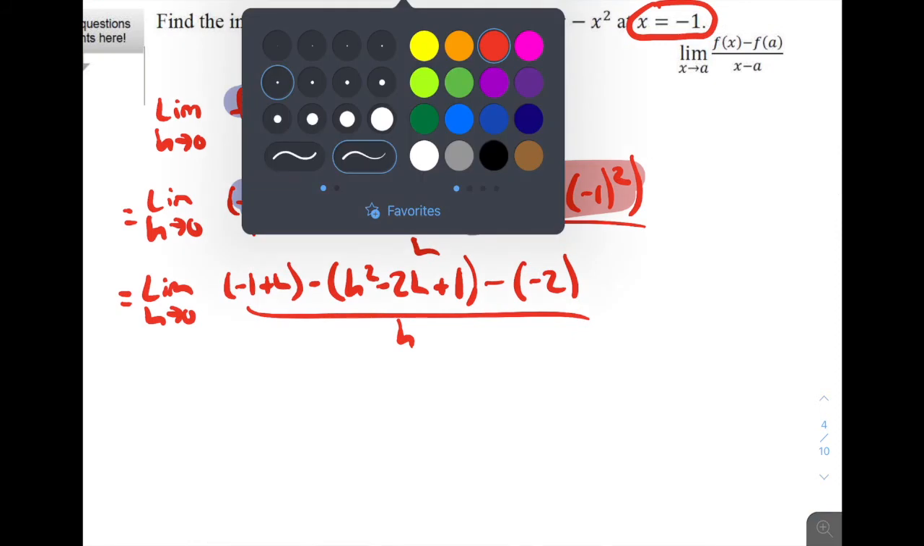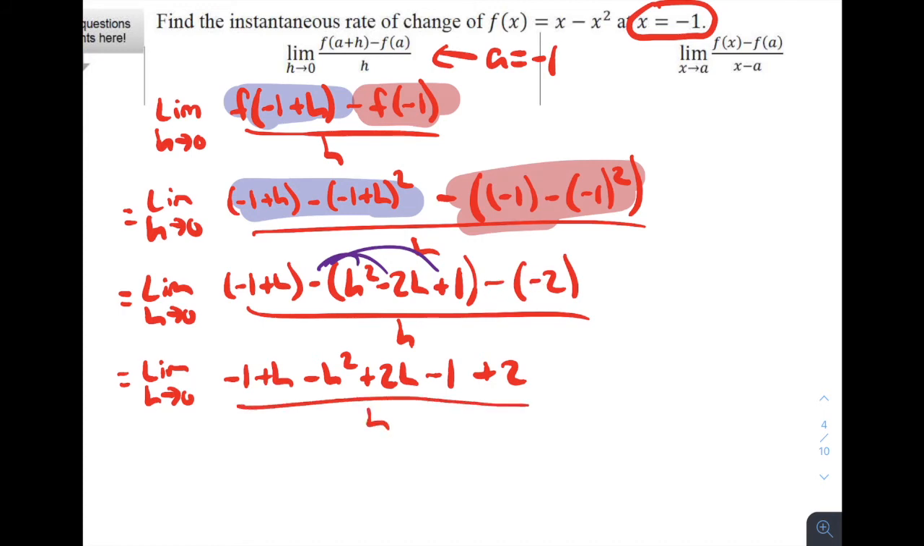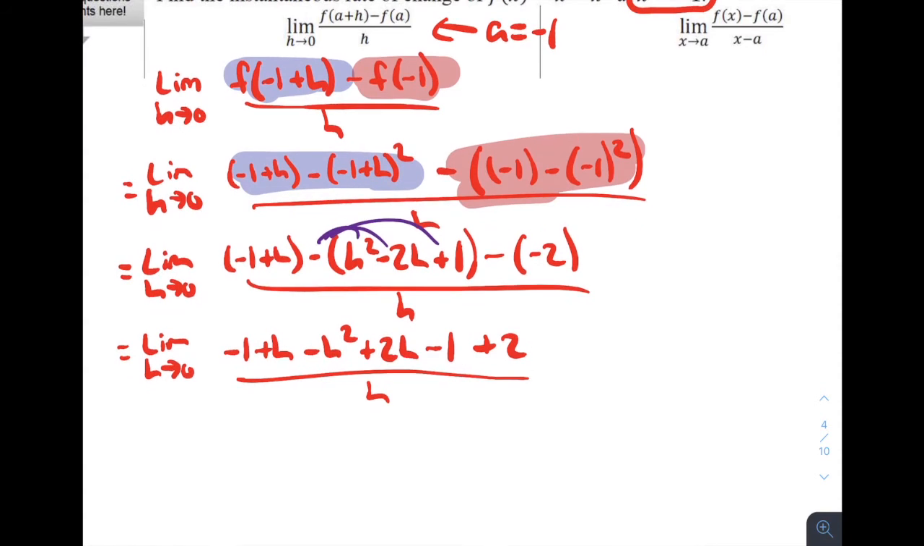Okay, next I need to make sure that I remember to distribute this negative sign to each of those things inside there. And if we do that, we're going to have, again, the limit as h approaches 0 of what? -1 plus h minus h squared plus 2h minus 1, and then plus 2 because we've got a minus and a minus there next to each other. And then that's all being divided by h. Well, luckily for us, it looks like some things are going to cancel out here. If I were to take -1 and -1 and then I add 2 to it, those are going to go away. So I'm able to simplify some things right off the bat, which is nice.